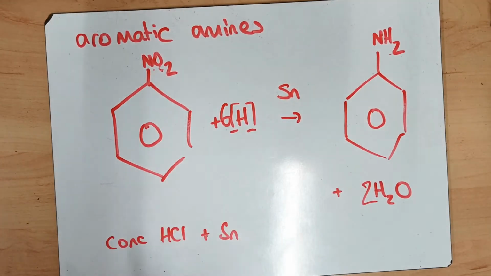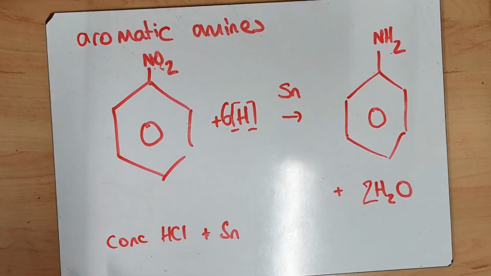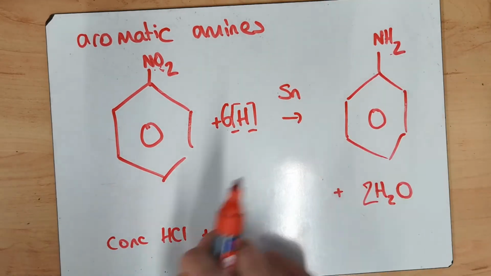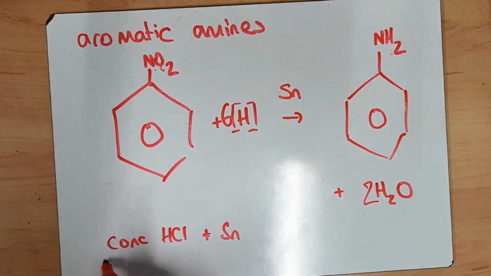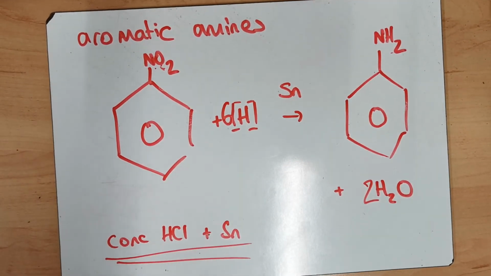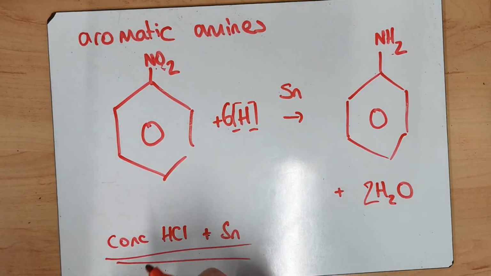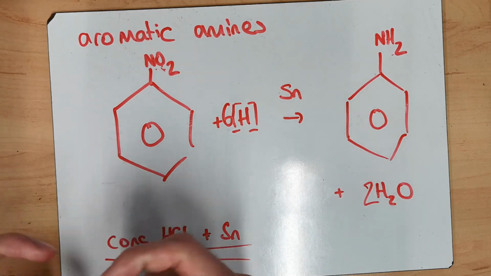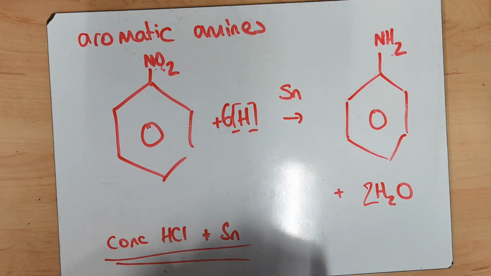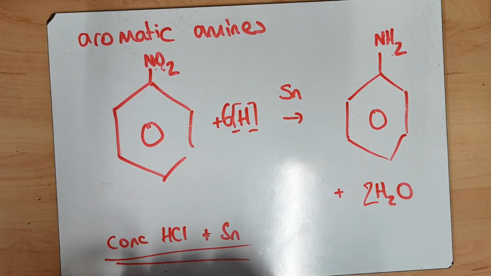Now this is a very common question to come up in the exams. How would you turn the NO2 into NH2? And they generally don't give you this. They ask for what reactant would you need to turn NO2 into NH2. So it's always a good one to remember, conc HCl and tin. And that is a quick video all on amines.